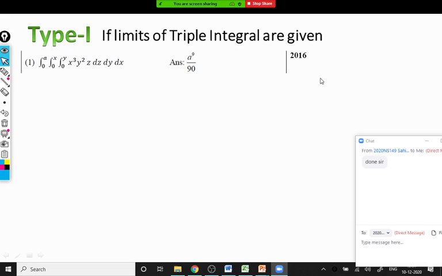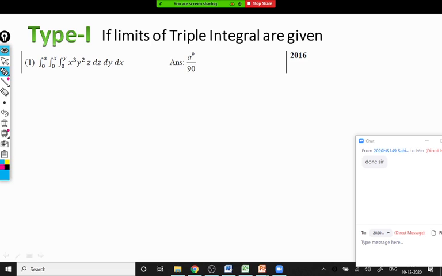Right now, I have written type 1 of the triple integration. We have only two types here. In type 1, the limits of the triple integral are given, and we just have to integrate it. The question is: triple integrate x cube y square z, and the order given is dz, dy, dx. So the order and the integrand are given.